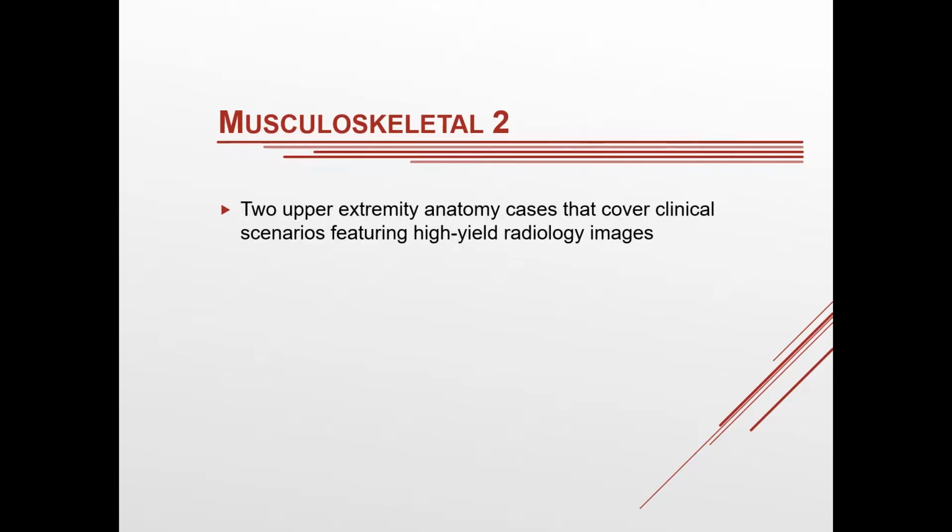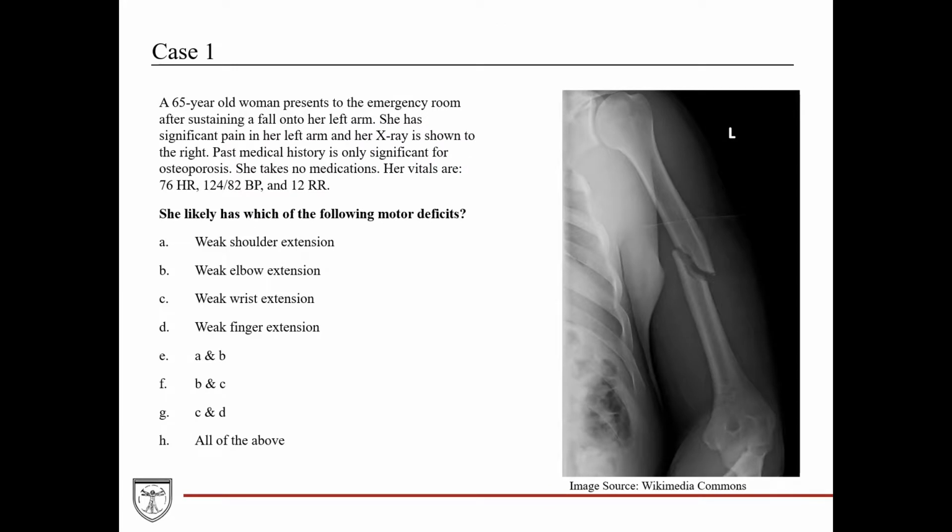This week we're going to cover two upper extremity anatomy cases that cover clinical scenarios featuring high-yield radiology images. The way this works is there's a clinical scenario with a board-style question at the end of it. Before we jump in and answer the question, we're first going to go through the case, point out the relevant clinical findings, and then go through the relevant anatomy, and then use that to answer the question.